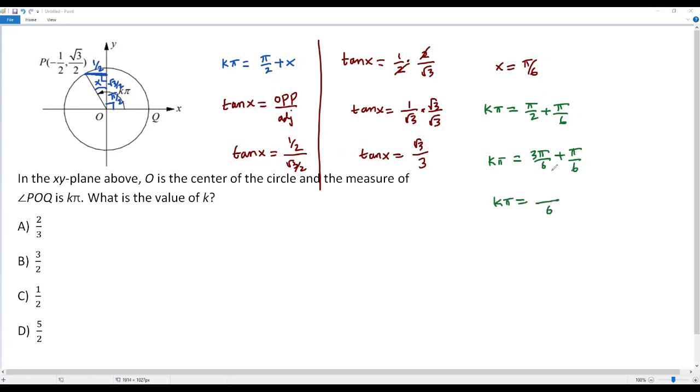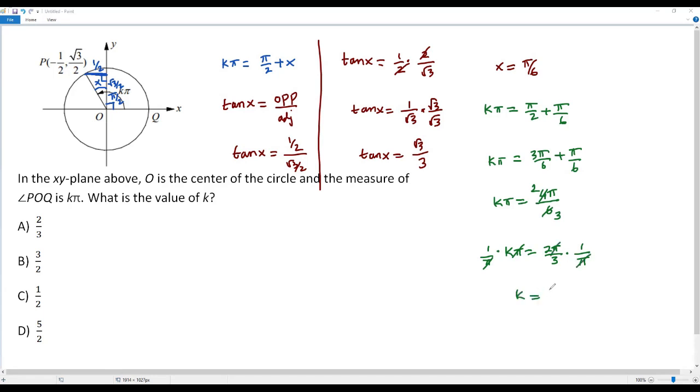Now we can take 6 as a common denominator. When I add the two numerators, I am getting 4 pi. Here 2 goes into 4 two times and 2 goes into 6 three times. I am getting k pi equals 2 pi over 3. Let me multiply both sides of the equation by 1 over pi. This pi will cancel out. Here this pi will cancel out.